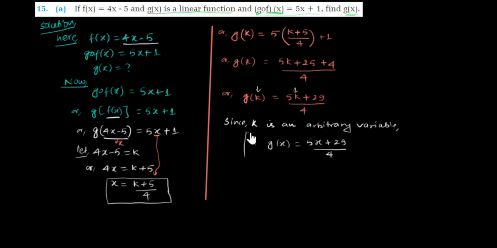The degree of x is 1 here, or rather the degree of this polynomial is 1. So this is a linear function. If the function has degree 1, then it is a linear function. Its graph will be a straight line.